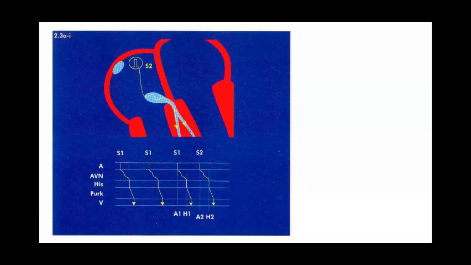What is the target of atrial pacing? First, I want to detect pathways of conduction. The normal pathway of conduction is the fast pathway inside the AV node. So I am trying to detect if there is any other pathway, like a slow pathway inside the AV node, or if there is even another pathway like an accessory pathway.